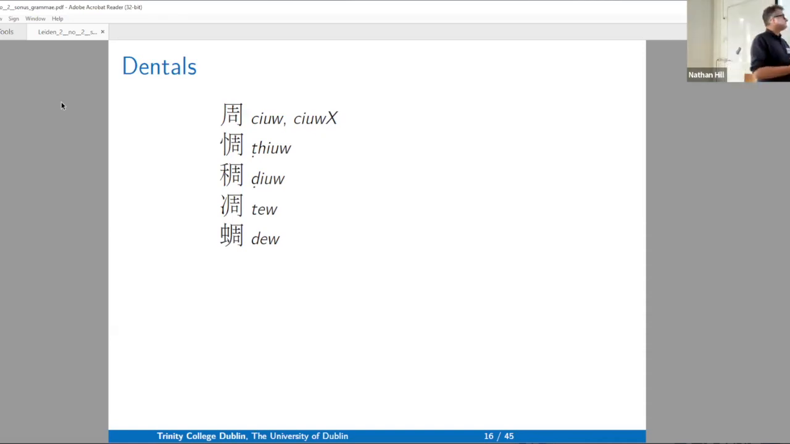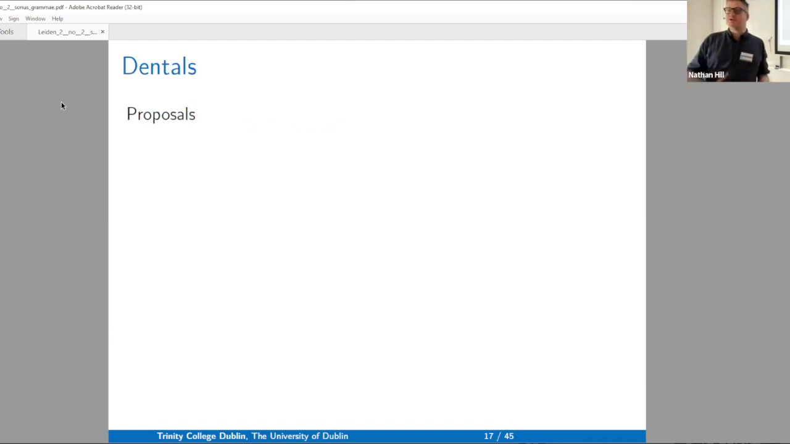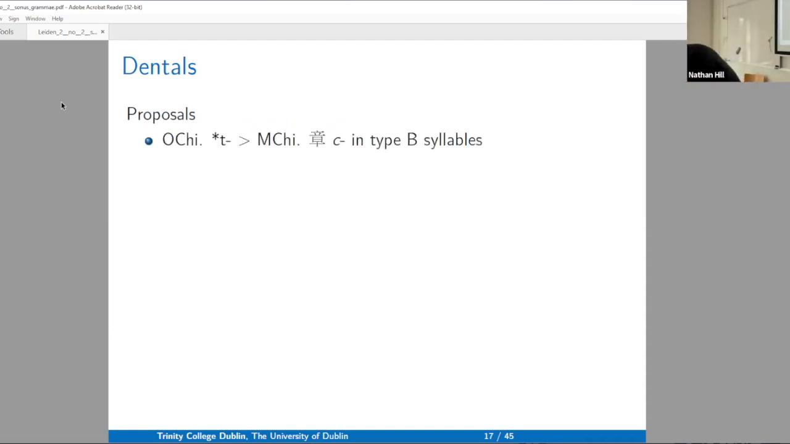And then you might say the same thing about the initials, that in particular, for now, the first thing we'll do is say the palatals probably palatalized conditioned by type B syllables. So we say Old Chinese T changes into Middle Chinese Ch in type B syllables. If you're wondering what this character is, it's the name for Ch, using Middle Chinese.